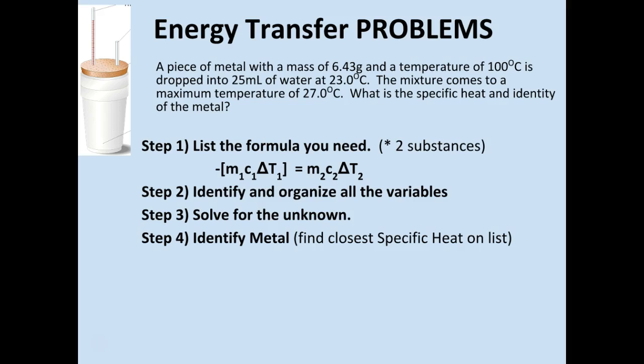So we've massed the unknown metal at 6.43 grams, and we've heated it in a hot water bath. We took the temperature of the hot water bath at 100 degrees Celsius. The water in the hot water bath is the proxy to identify the temperature of the metal. The temperature of the metal is 100 degrees Celsius.